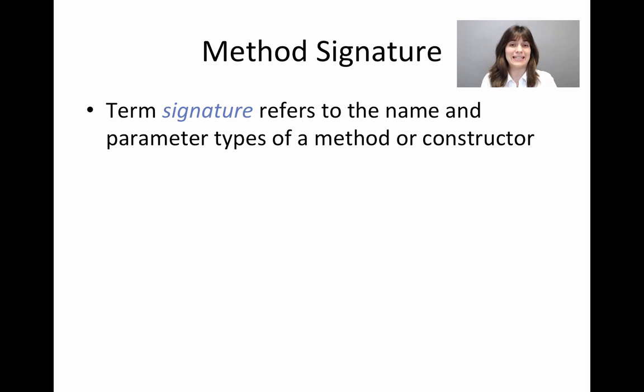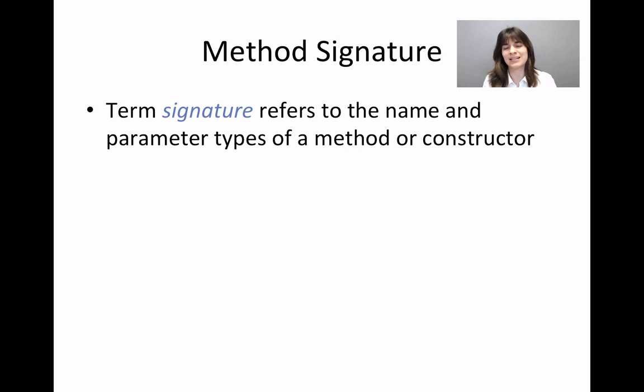The term signature refers to the name and the parameter types of a method or a constructor. Make sure you note, we don't talk about the return type of the method, or the names of the parameters of the method. These are not included in the signature of the method. They are not important enough to characterize a method. The two things that we care about are the name and the parameter types of a method.